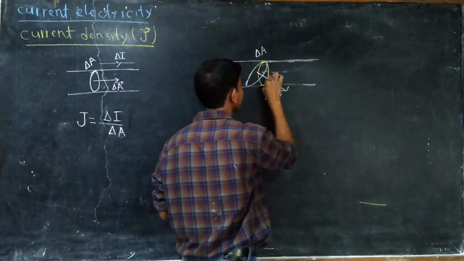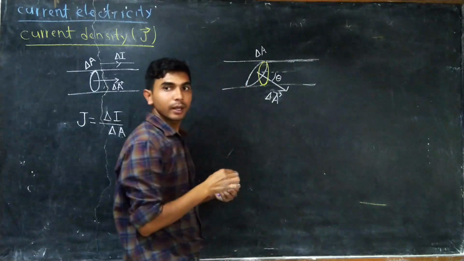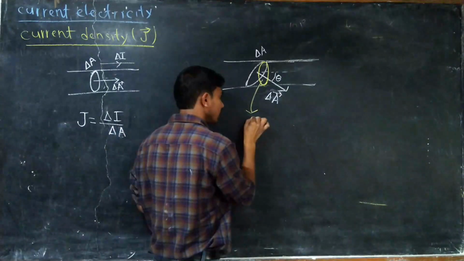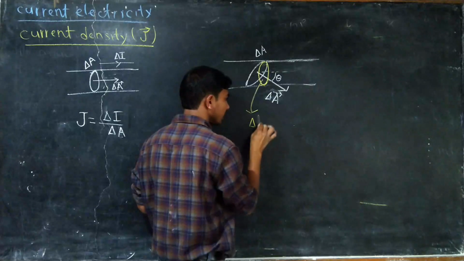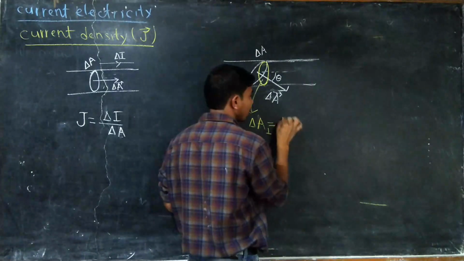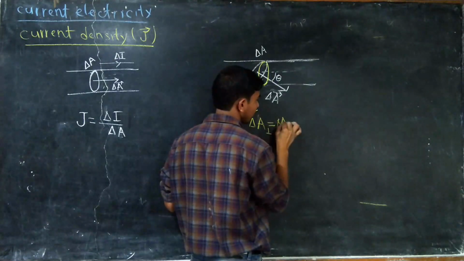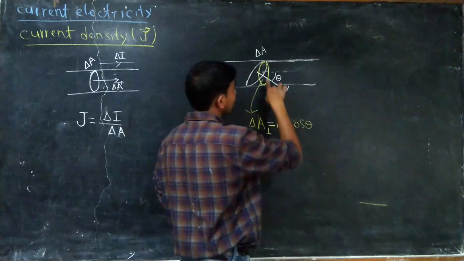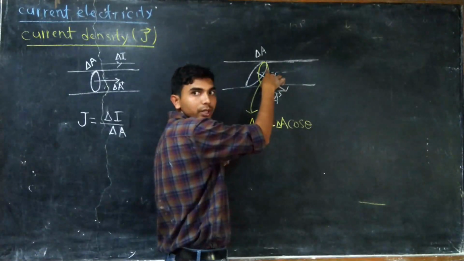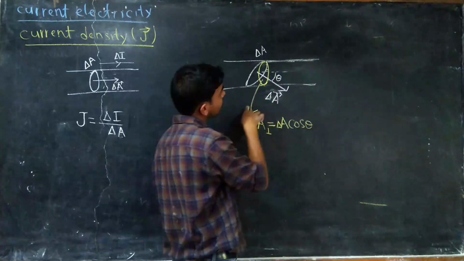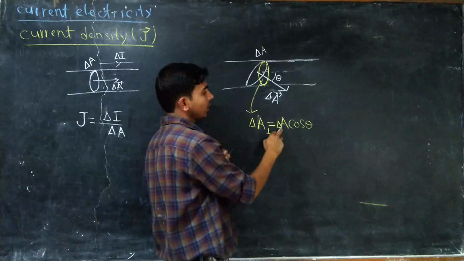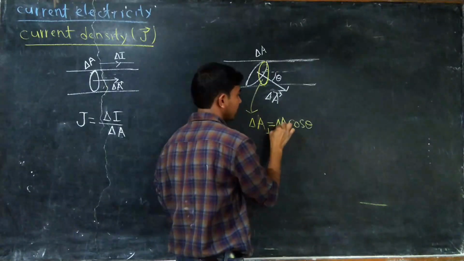This is the perpendicular component of area, right? And this area is delta A perpendicular. How much is delta A perpendicular? It is delta A cos theta, because this angle is theta, so the angle between these two is also theta. So the component of this area in this direction will be delta A cos theta.